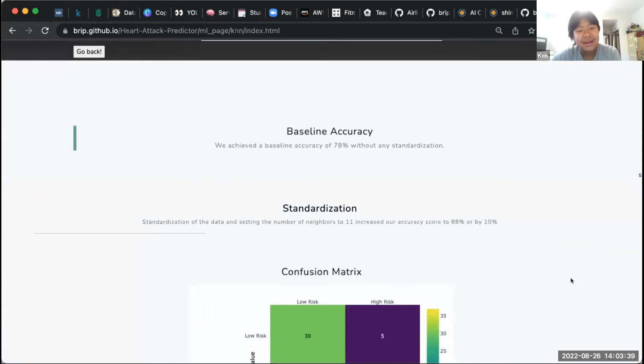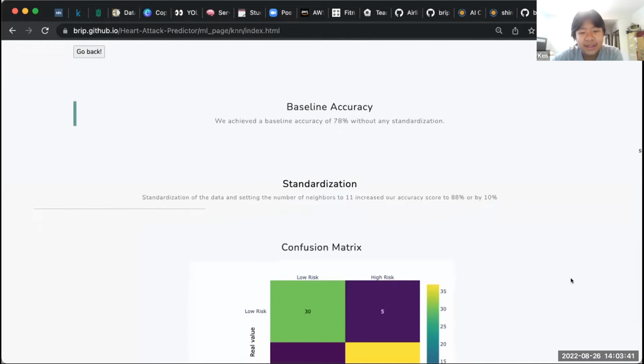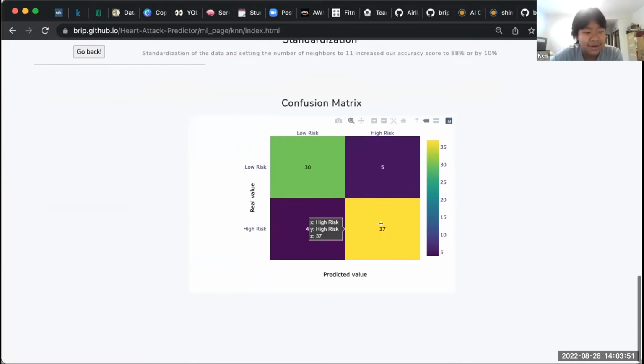Baseline accuracy. We achieved an accuracy of 78% without any standardization. Standardization of the data and setting the number of neighbors to 11 increased our accuracy score to 88%, or by 10%. That's our confusion matrix.